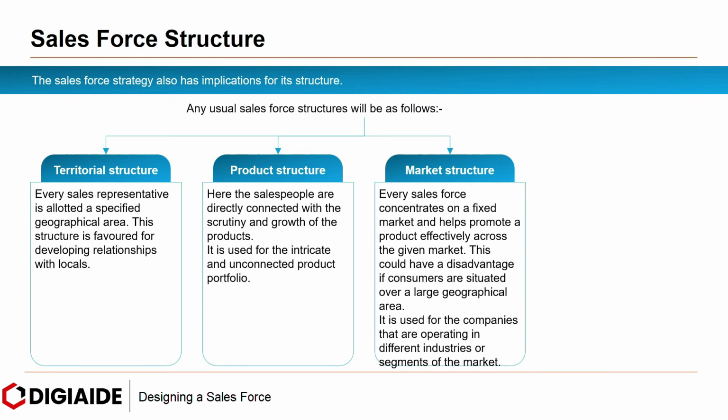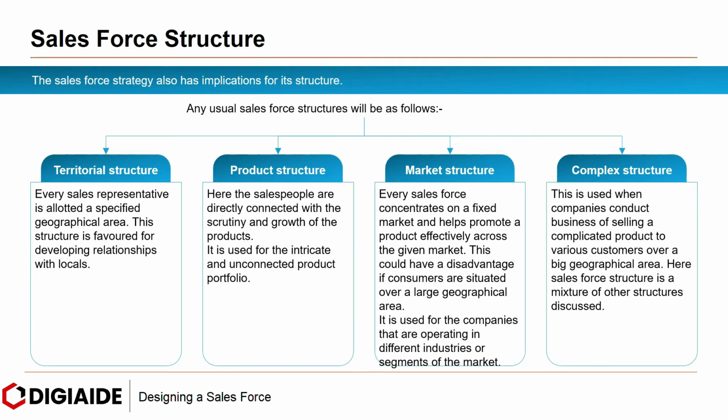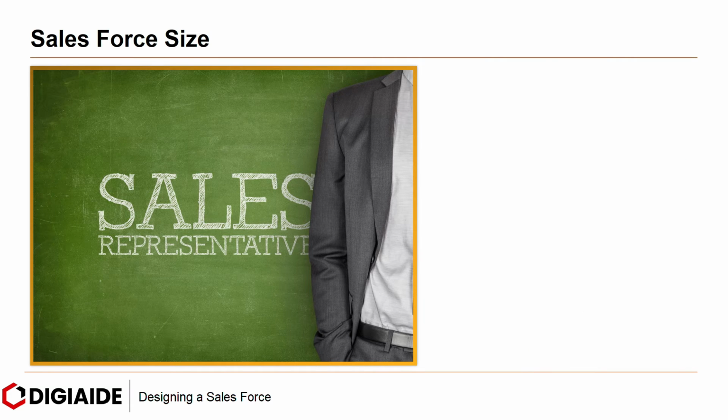Third, market structure. Every sales force concentrates on a fixed market and helps promote a product effectively across the given market. This could have a disadvantage if consumers are situated over a large geographical area. It is used for companies that are operating in different industries or segments of the market. And finally, complex structure. This is used when companies conduct business of selling a complicated product to various customers over a big geographical area. Here, sales force structure is a mixture of other structures discussed. Moving on to sales force size.